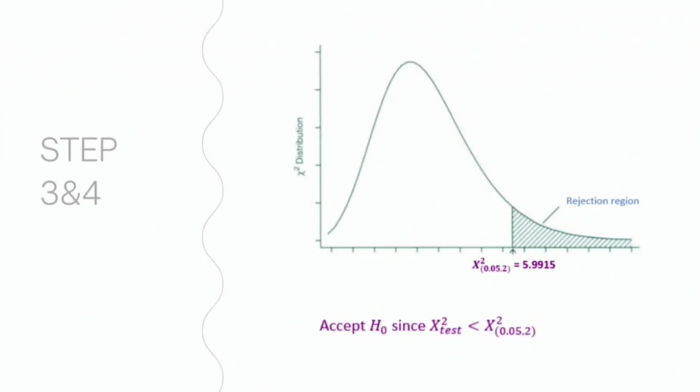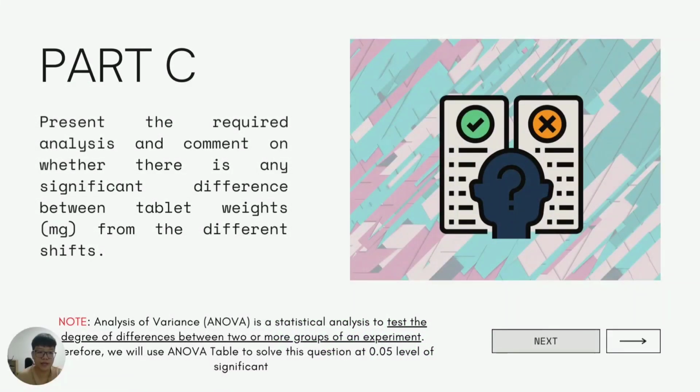Using the alpha of 5% and nu of 2, we found that the chi-square critical value is 5.9915. It shows that our chi-square test statistic is within the acceptance region. So the conclusion is we have no evidence to reject H0, so we accept H0 since the chi-square test statistic is within the acceptance region. Now we are going to discuss part C.